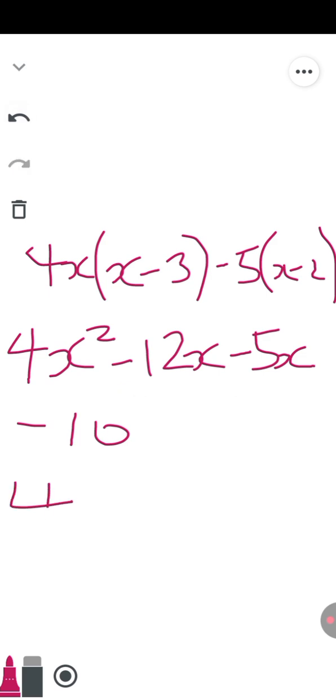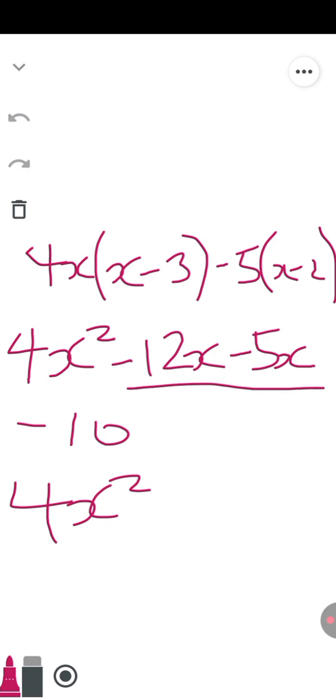So that's 4x squared. Please, x squared is not the same thing as x. They are different. So these two are the only like terms here. Don't forget, you can't add unlike terms together. So 4x squared there.